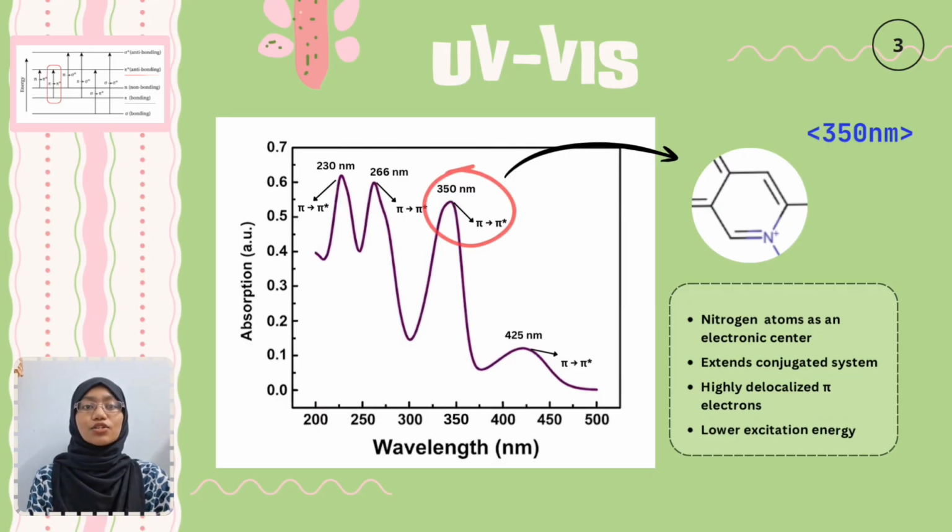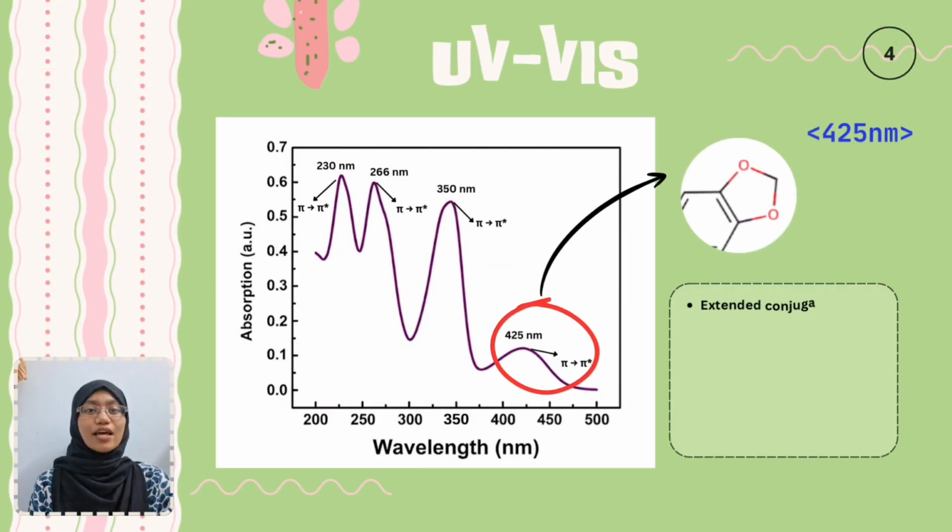Then, the nitrogen atom within the ring acts as an electronic center that extends the conjugated system, increasing pi electron delocalization and lowering the energy required for excitation. Because the pi electrons are highly delocalized, the molecule requires less energy to be excited. This confirms that the more extensive the conjugated system, the lower the energy.